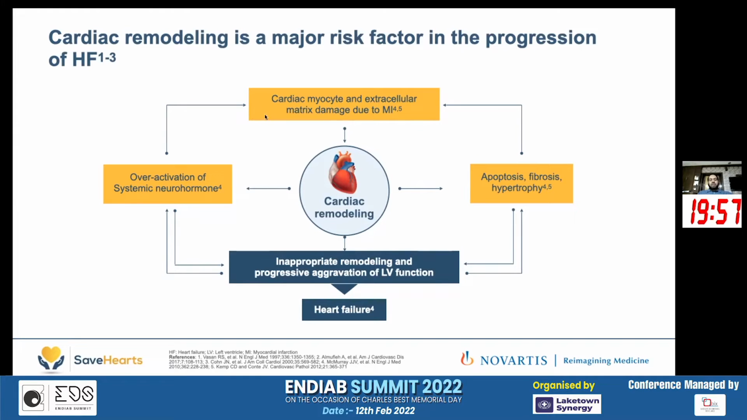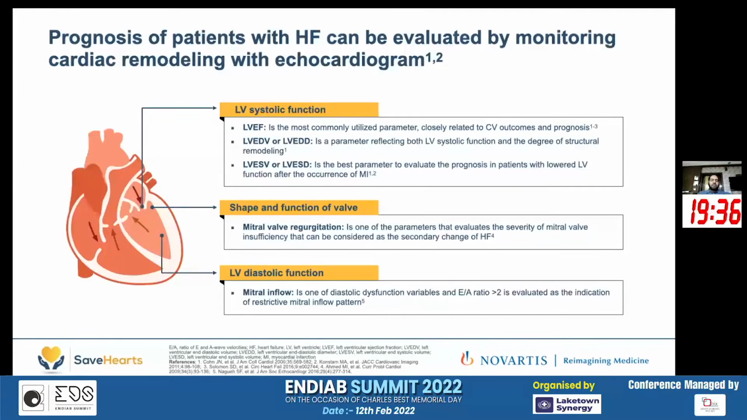cardiac remodeling, which is often, as I said, interconnected with the excessive sympathetic overdrive, along with cell death, fibrosis, and the hypertrophy which happens as a compensatory mechanism. All of this results in an inappropriate remodeling and progressive deterioration of LV function, eventually resulting in further deterioration of LV function and presentation with heart failure.